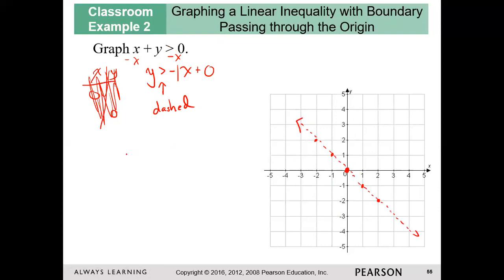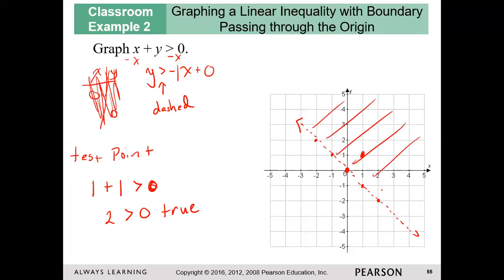And of course, I need my test point now that my boundary line is graphed. I cannot use 0, 0 because my boundary line is passing through that point. So I'll pick some other point. I'll pick 1, 1. So 1 plus 1 is greater than 0. Is 2 greater than 0? That is a true statement, which means every single point on this side of that line is going to be true as well. So I just shade all that and I move on.